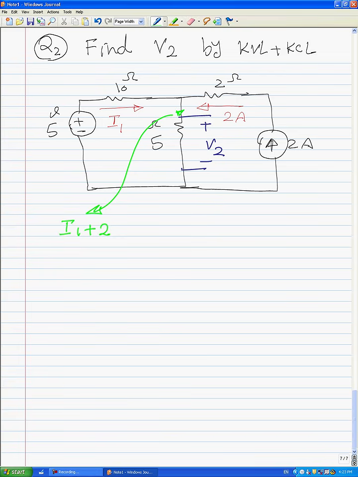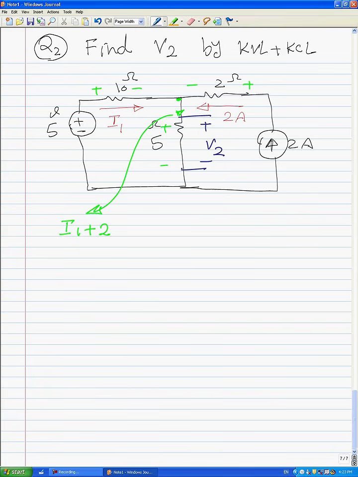Again, here we start by defining I1. And also here we know the current is 2. KCL says in this node I1 plus 2 is the current of the 5 ohms. And immediately we can determine positive and negative here, positive and negative here, and positive and negative here. Now it is very important.